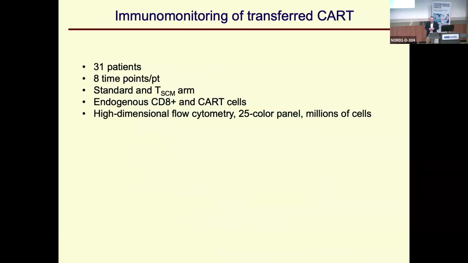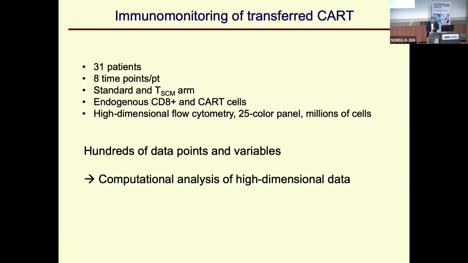So we did a lot of immunomonitoring in this trial. This involved, again, 31 patients. We have about 8 time points per individual. So two groups, endogenous CD8 and CAR-T, and we did high-dimensional flow. This was done already a few years ago. So at the time we had only 25 color capabilities, but nevertheless, with flow we were able to analyze millions of cells. So you can imagine the number of events that comes up from this trial, and obviously the analysis here was possible just by using a massive amount of bioinformatics to mine these high-dimensional data.